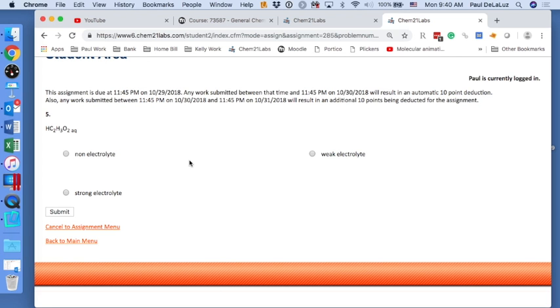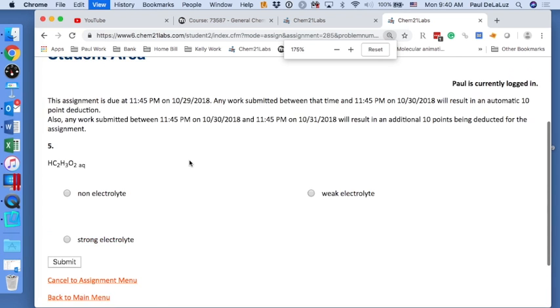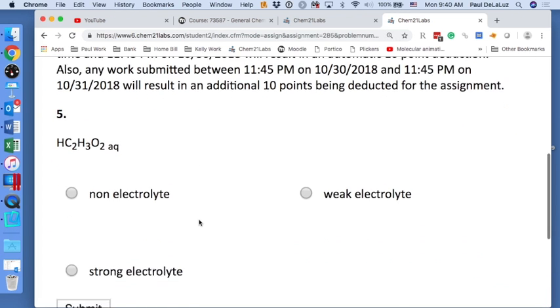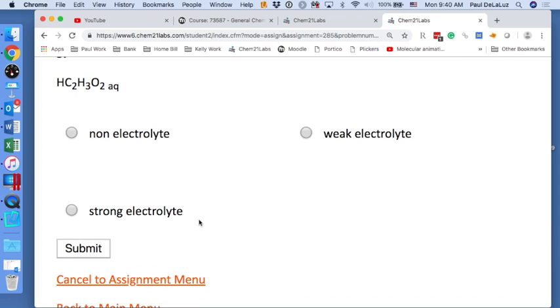So that compound, let me make it bigger so everybody can see, is acetic acid. All right, it's asking, is it a non-electrolyte, a weak electrolyte, or a strong electrolyte? All right. If it is molecular, it's a non-electrolyte except for acids. So it's an acid. So an acid is either a weak or a strong electrolyte. How do I decide between these two, strong or weak?